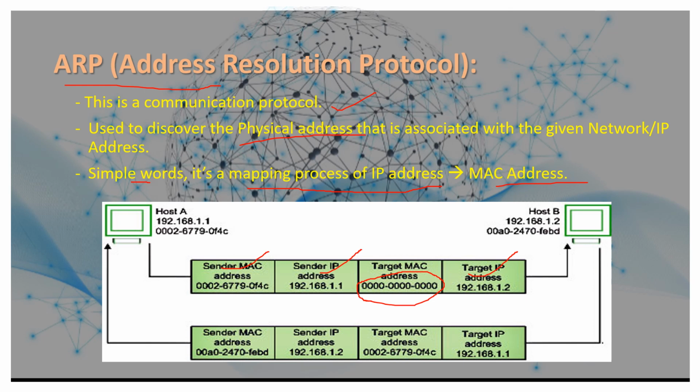And at the destination, whoever has this particular target IP address is going to respond back with these details: their IP address and their MAC address, and also the sender's IP address as well as the MAC address.